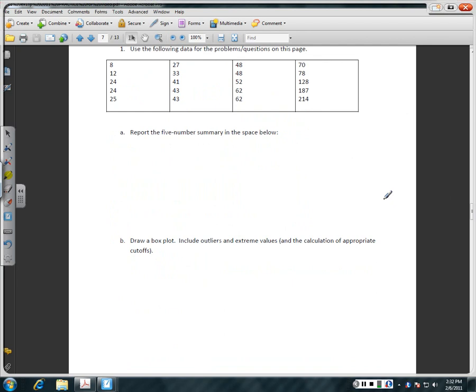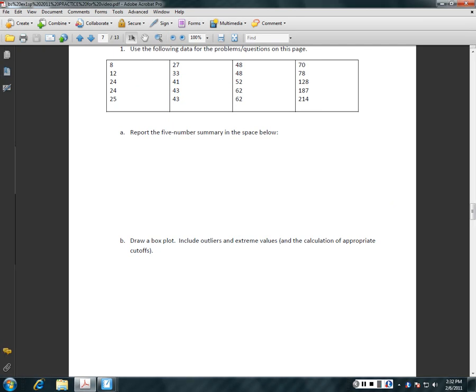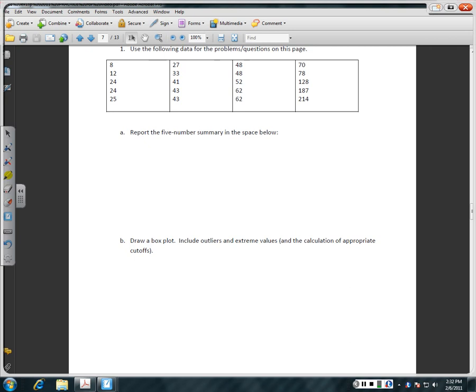So now we have a set of data here, and we're going to get the 5-number summary, which is just the minimum value, Q1, or the 25th percentile, 1/4 of numbers below this point, 3/4 above, the median, 50th percentile, Q3, and the maximum. Well, the smallest value is 8. The largest value is 214.